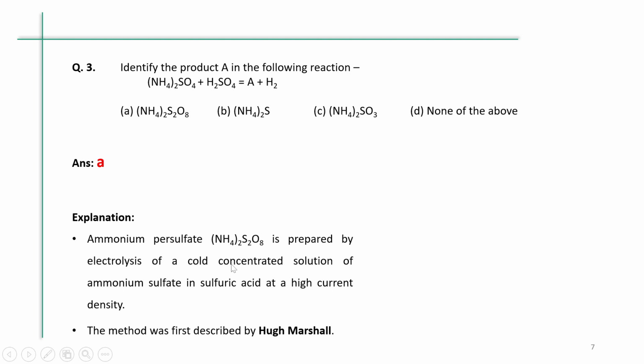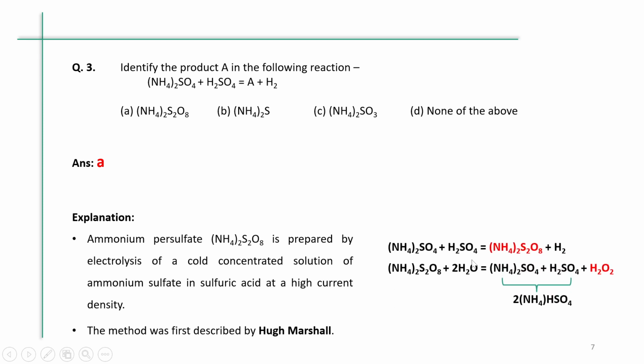Ammonium persulfate is prepared by electrolysis of a cold, concentrated solution of ammonium sulfate as well as sulfuric acid at high current density to produce the activation energy. This method was first described by Marshall. So this is the chemical reaction for the preparation of ammonium persulfate, and this persulfate, if hydrolyzed in water, will lead to H2O2 formation.